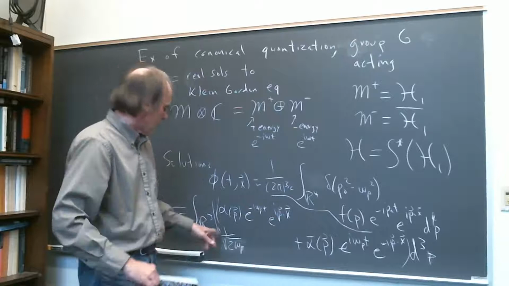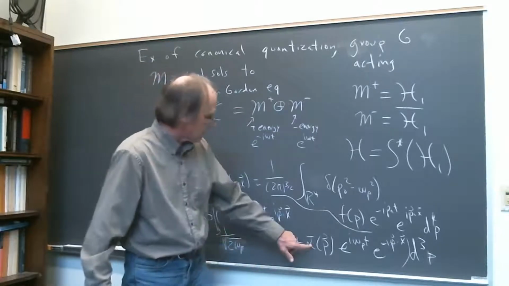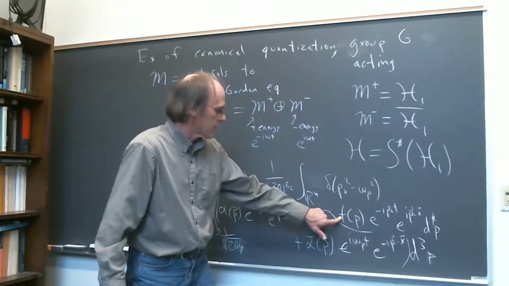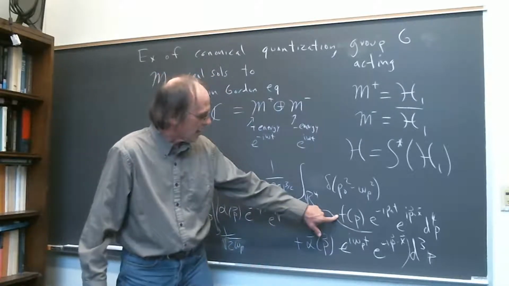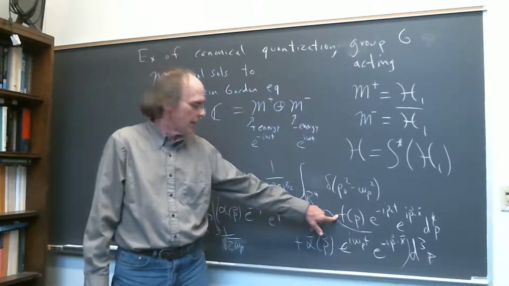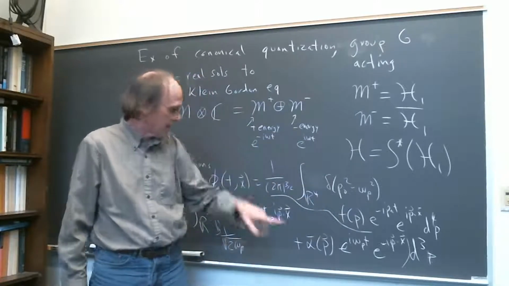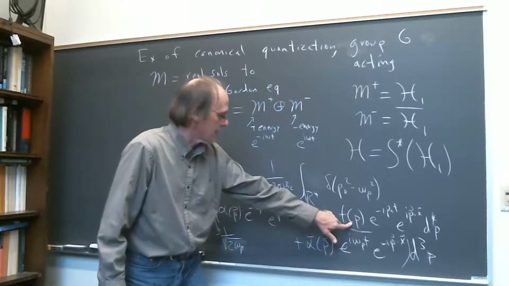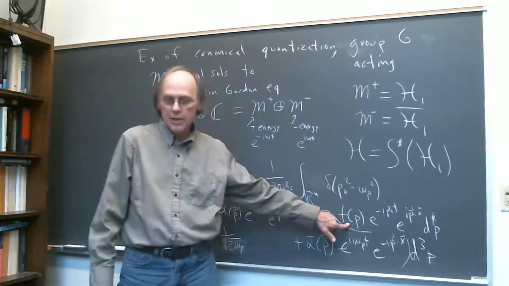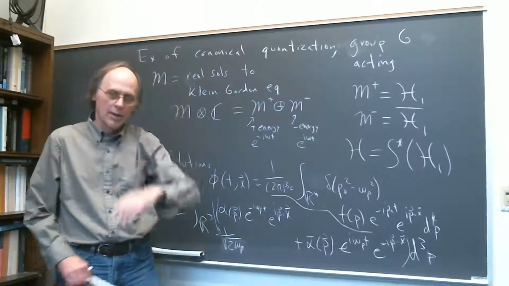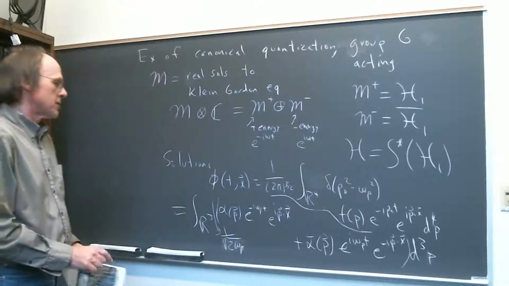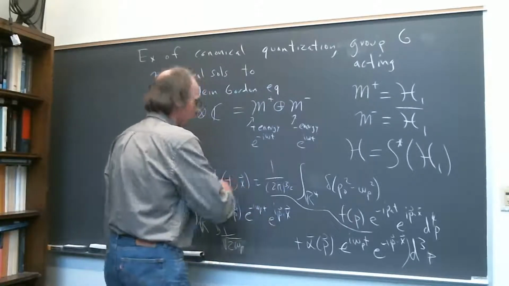So alpha of p vector is really this function on the positive mass shell divided by the square root of 2 omega p, and this is this function on the negative energy mass shell, again divided by the square root of 2 omega p. But this is just different ways of writing out solutions.